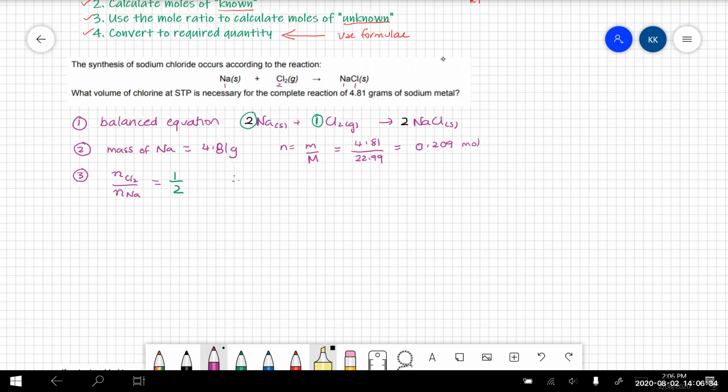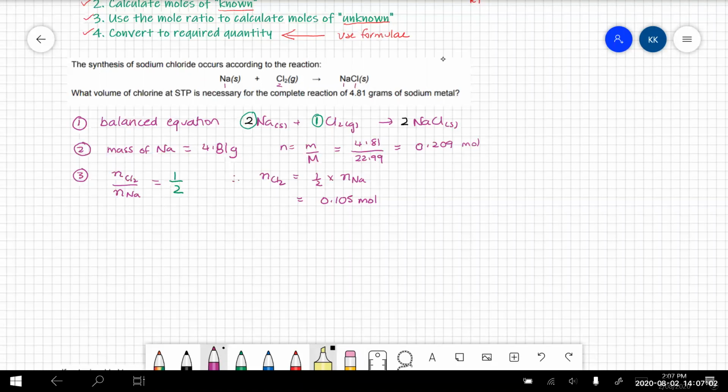And if we do a bit of algebra now, multiplying both sides by moles of sodium, we have moles of chlorine is half the moles of sodium. And if we compute that, we get 0.105, rounding off to 3 significant figures again. So now we've got the moles of our unknown.